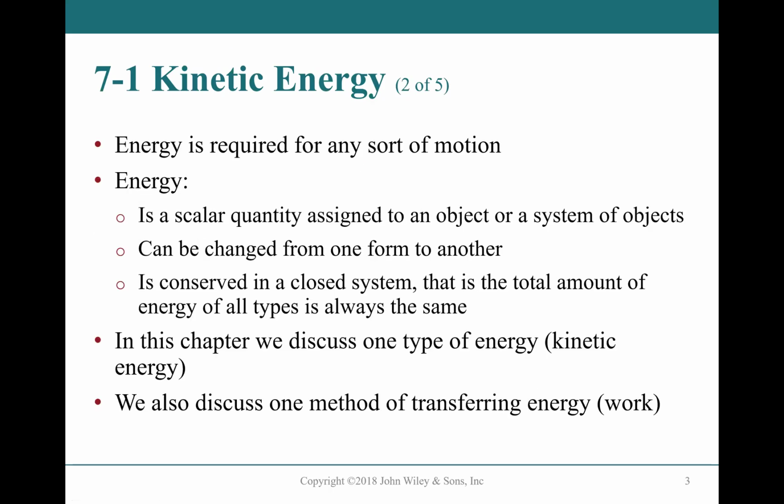What is kinetic energy? We are going to start with motion first. Energy is required for any sort of motion. Energy has the unit joules, J. It is a scalar quantity assigned to an object or a system of objects, and it can be changed from one form to another, and is conserved in a closed system. So total energy will be the same for a closed system.